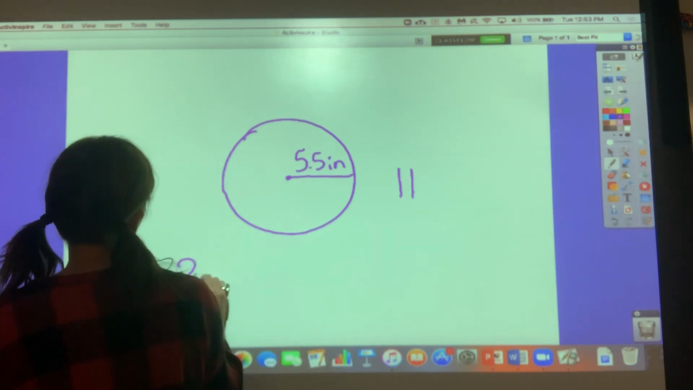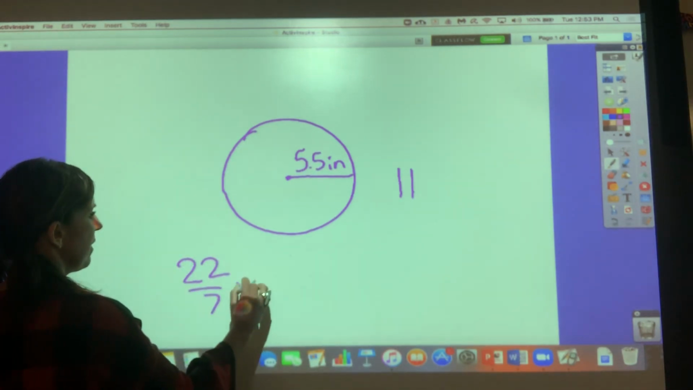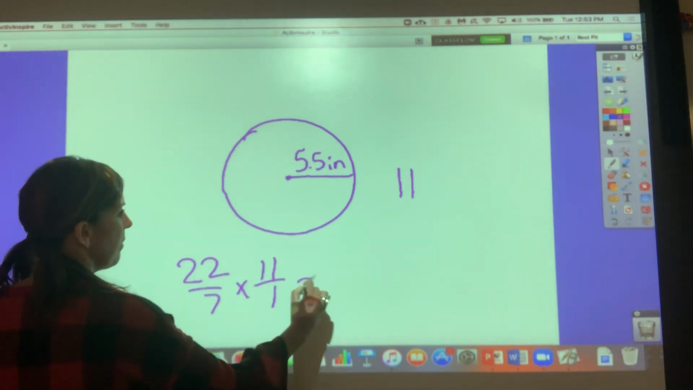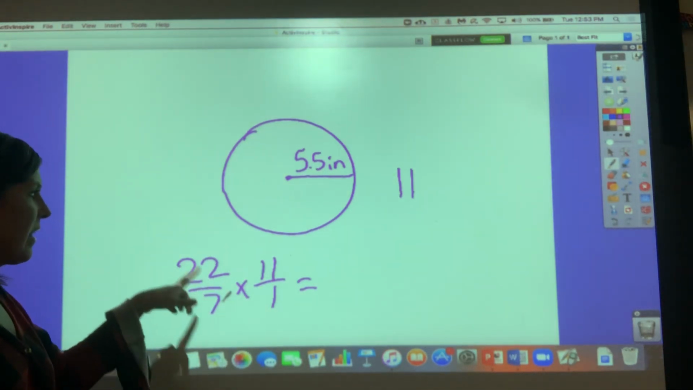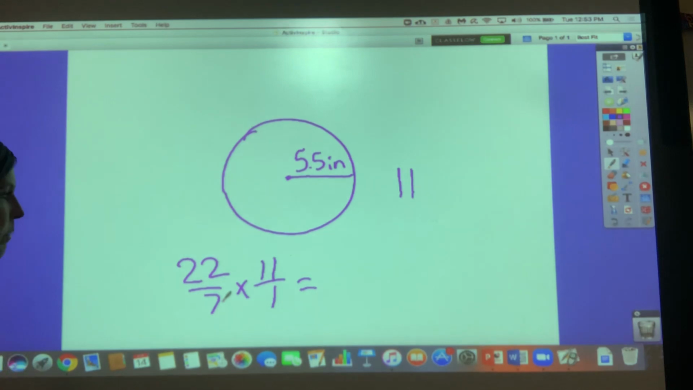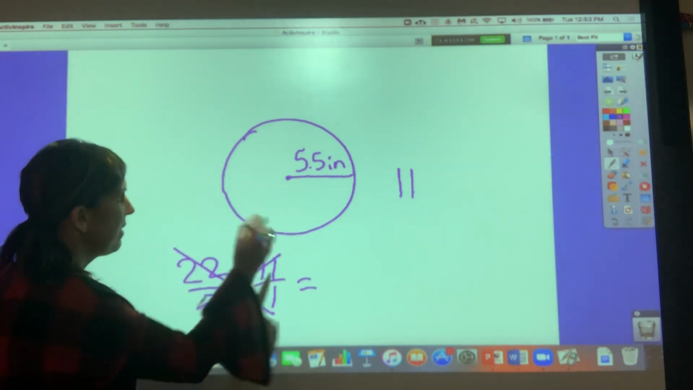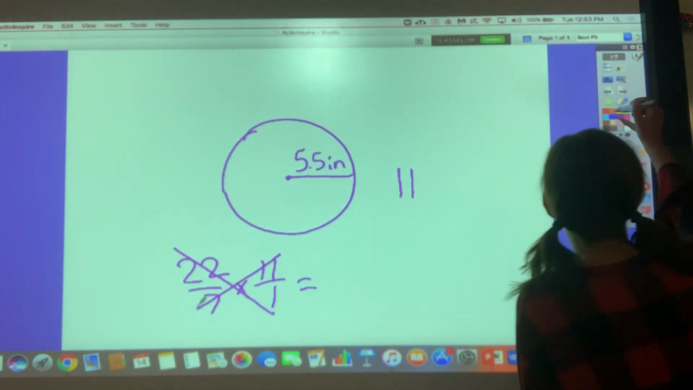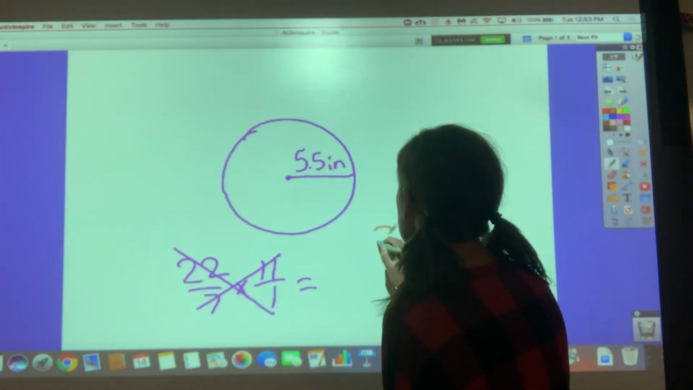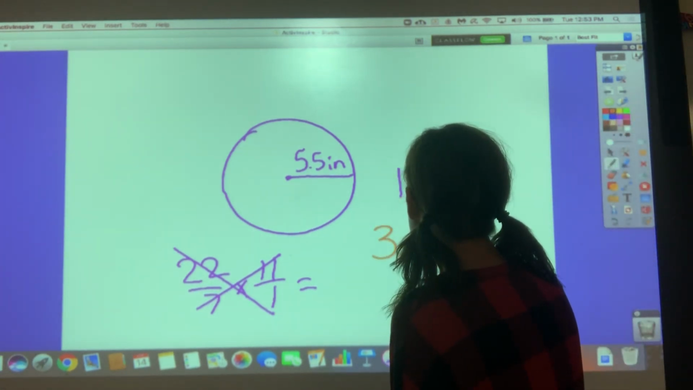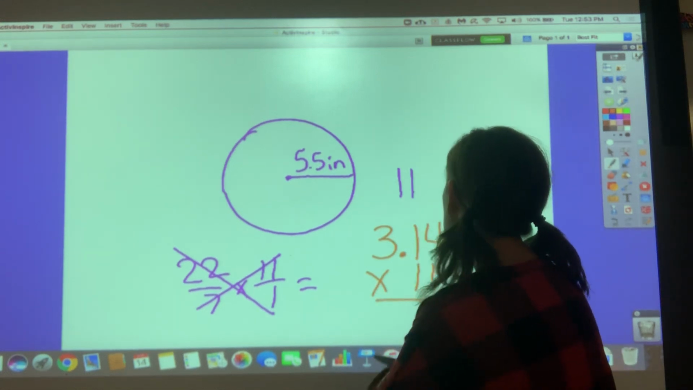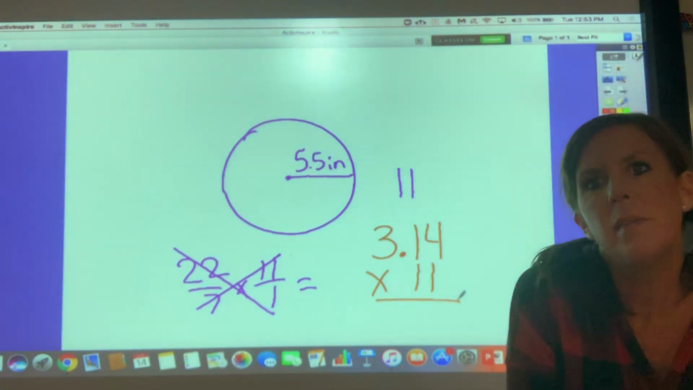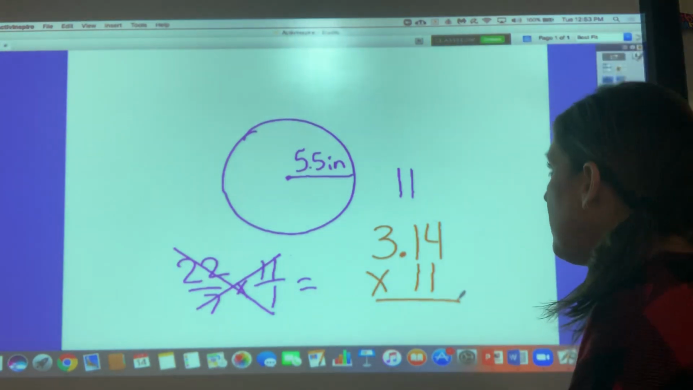We wouldn't want to use 22 over 7 as pi because we can't cancel here. We would have to multiply 22 times 11 and then divide that by 7, and that's a really long process. So we don't want to do that. In this case, it's going to be easier to just use 3.14. So we're going to use pi times the diameter, which is 11. 3.14 times 11 would be the fastest way to get the answer to this kind of problem.